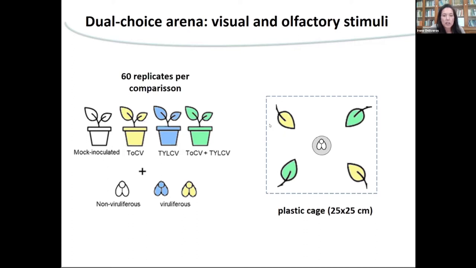Here we disposed all the leaflets we wanted to compare inside a plastic cage, equidistant to a flight release platform which was disposed in the middle of this cage. And we tested a total number of 60 non-viruliferous and 60 viruliferous whiteflies. Each of them was disposed on this platform, and we recorded only their first choice.